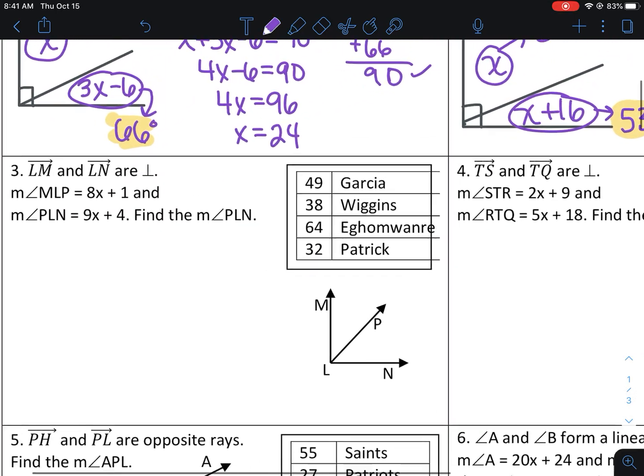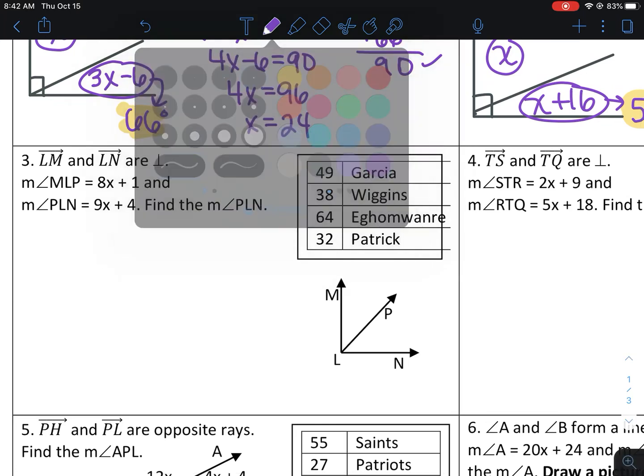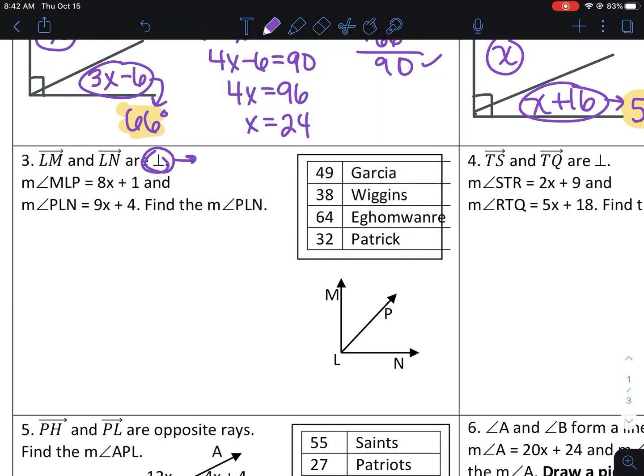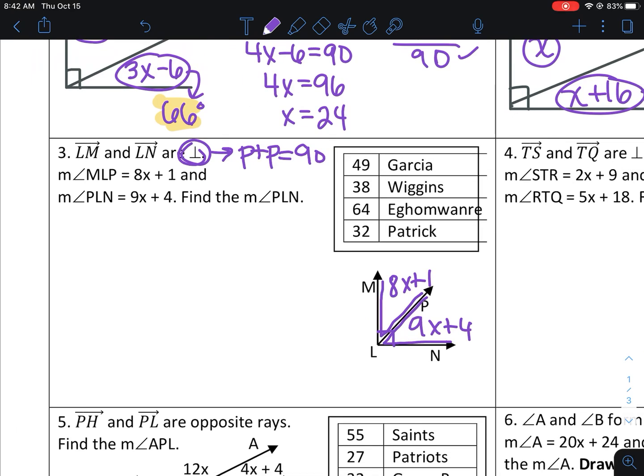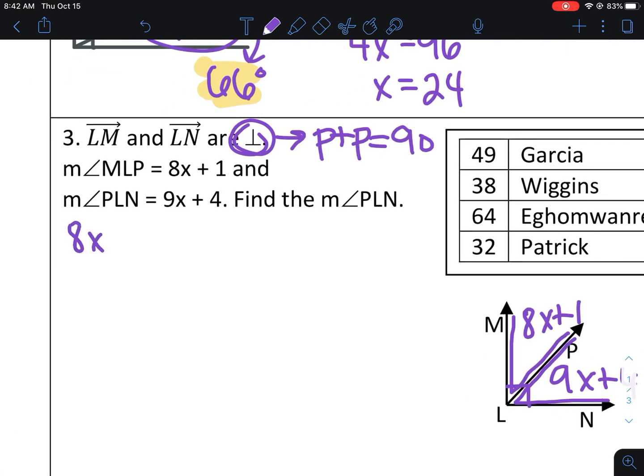Number 3 says that LM and LN are perpendicular. So perpendicular, which means this is a part plus part equals 90 problem. All right, so MLP, that one's going to be 8x plus 1. And then we have PLN, that's 9x plus 4. So since they have to add up to 90, let's go ahead and write that out. So that's going to be 8x plus 1 plus 9x plus 4 equals 90.